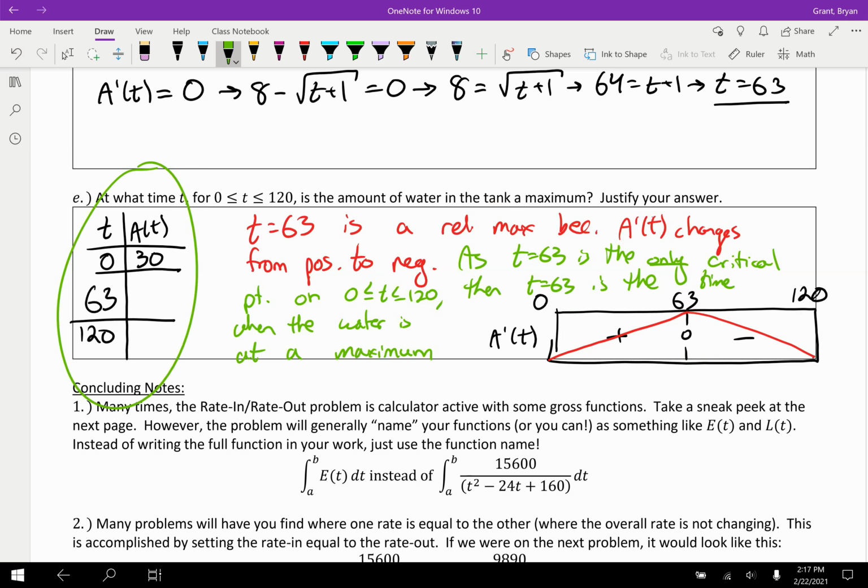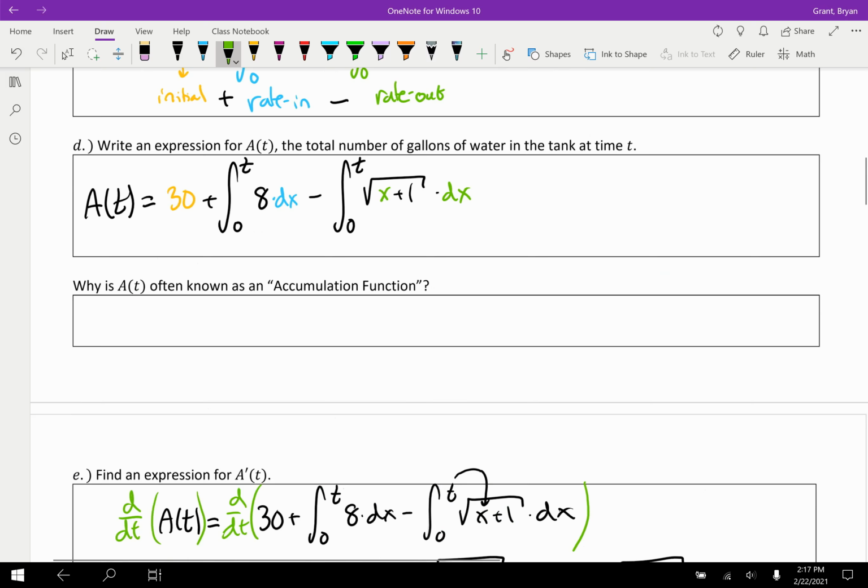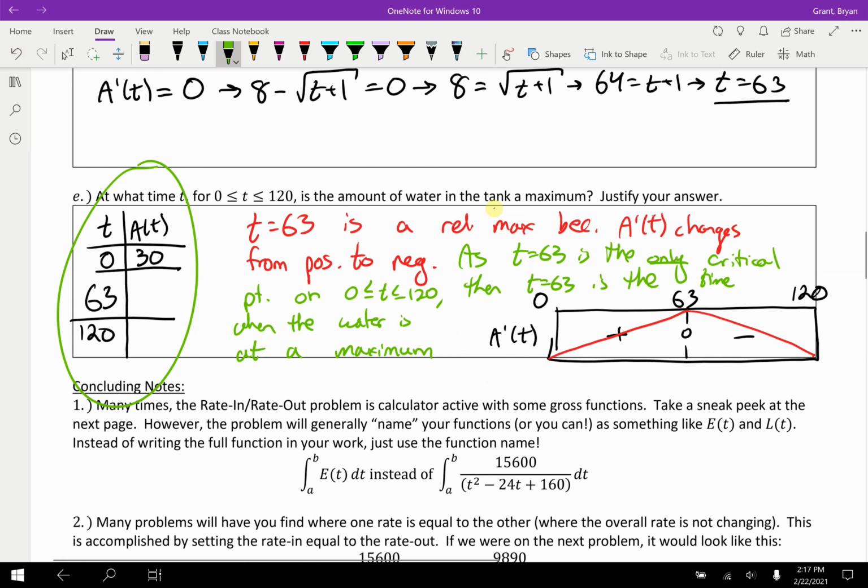For sure, especially if it was calculator active, then definitely do it that way, right? However, it can be time consuming to do a whole bunch of antiderivatives up there, so I like the sign chart method. All right, just about done for today.